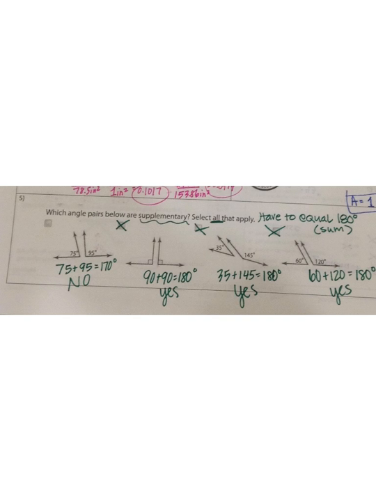So I found the sum of each angle pair, and all of them were 180 except for the first one, because 75 plus 95 is 170. Supplementary have to add up to 180.